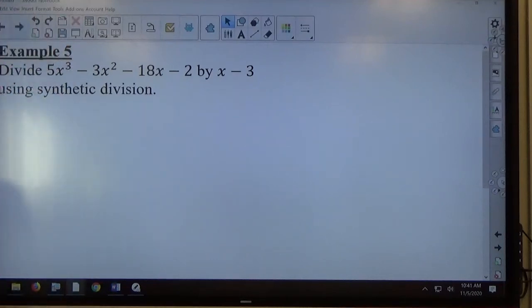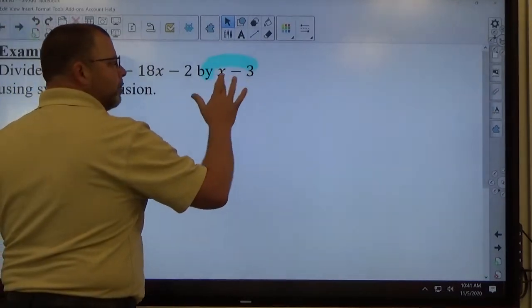Example 5, the exact same problem we just did a moment ago. This time it says using synthetic division. So let me describe a couple things about synthetic division before I actually demonstrate how to do it. First off, it only works if we're dividing by x plus or minus something.